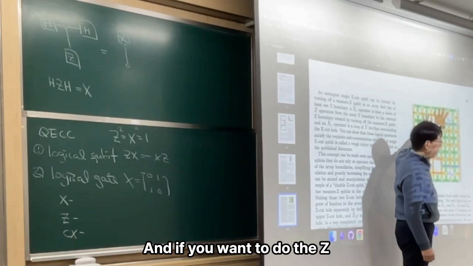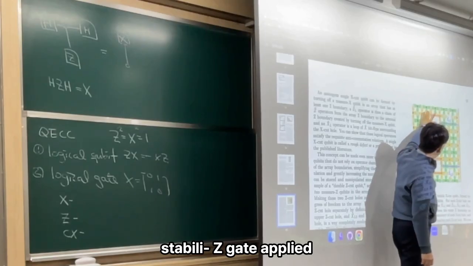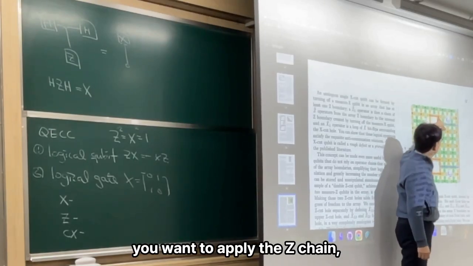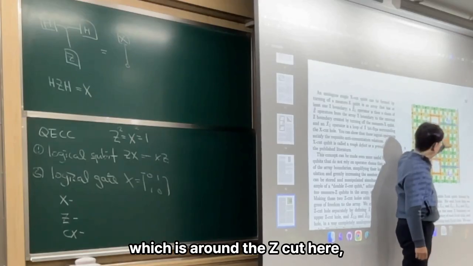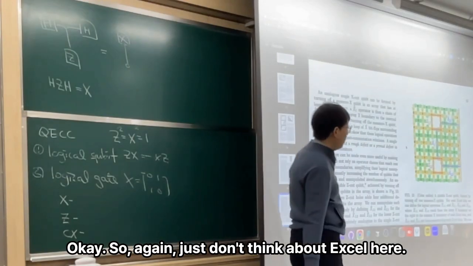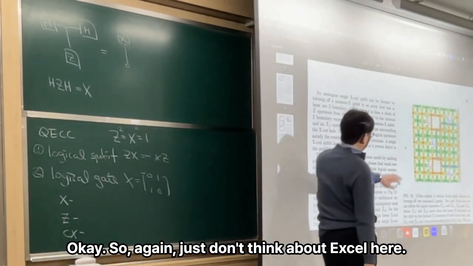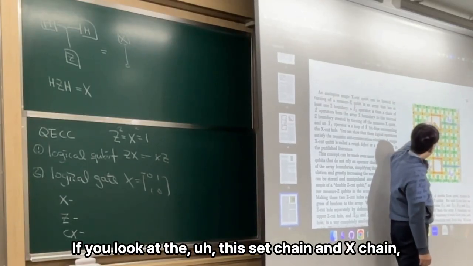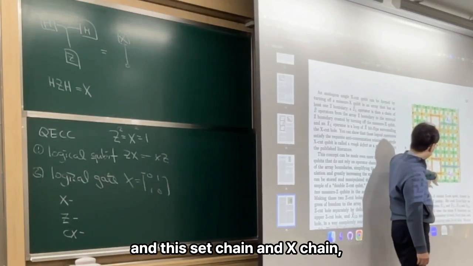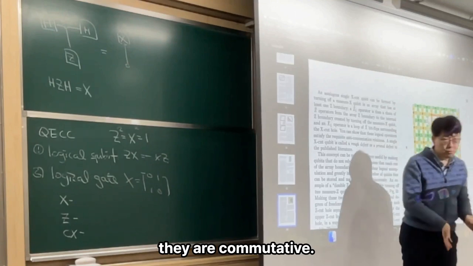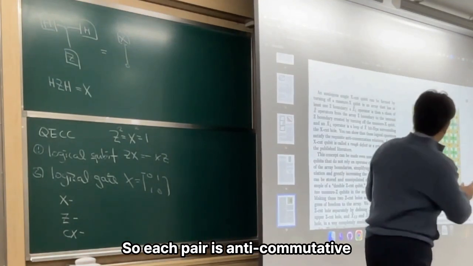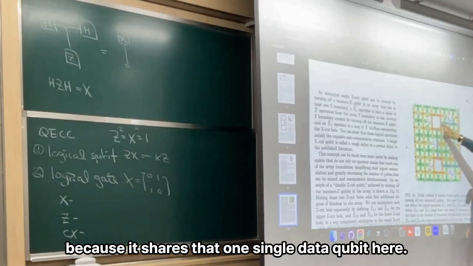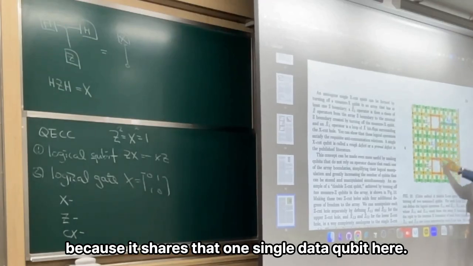And if you want to apply the Z gate on the first logical qubit, you apply the Z chain, which is around the Z cut here. And same for the second logical qubit. Okay? So again, just don't think about XL here. If you look at this Z chain and X chain, and this Z chain and X chain, they are commutative. Each pair is anti-commutative because it shares one single data qubit here.